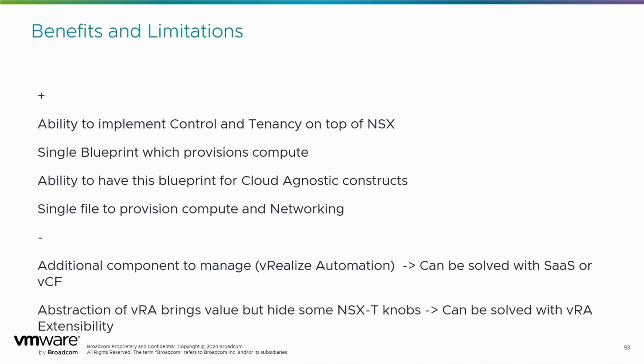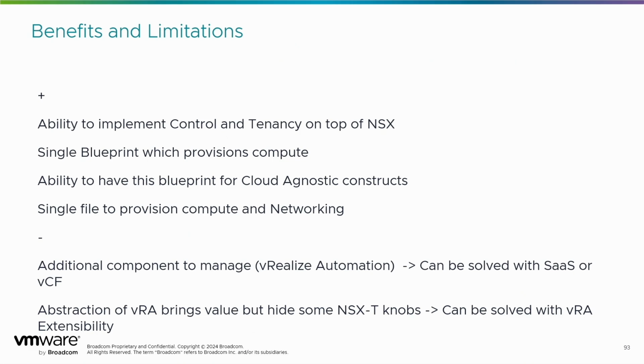Some of the benefits and limitations. So with VCF automation, we have the ability to implement control and tenancy on top of NSX. We can do a single blueprint which provisions compute. We have the ability to have this blueprint for cloud agnostic constructs and a single file to provision compute and networking. There are additional components to manage, obviously, with vRealize automation or VCF automation as it's known, but that can be solved with a little bit of work and operations.